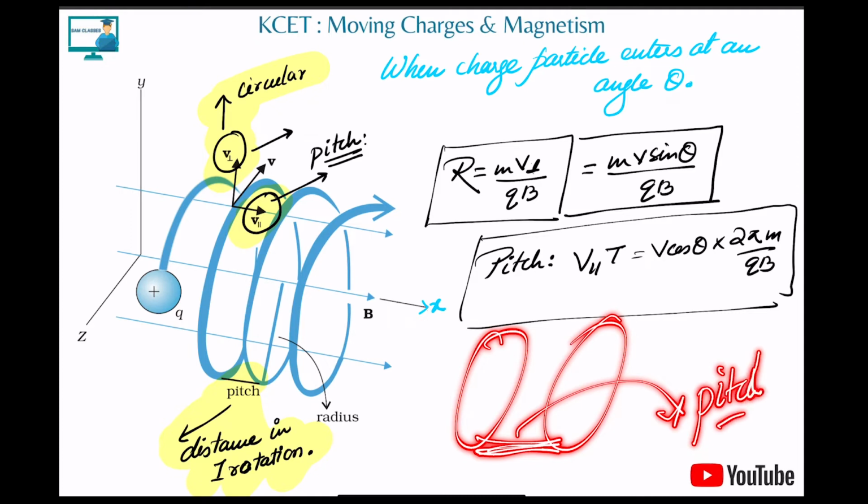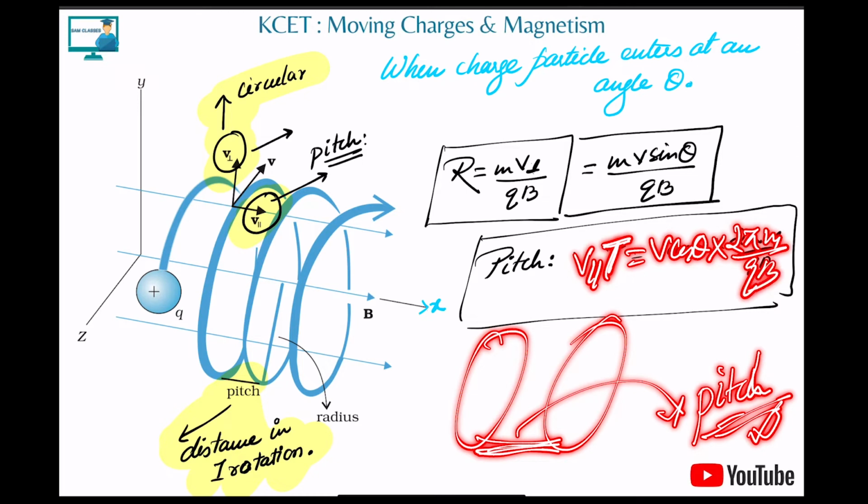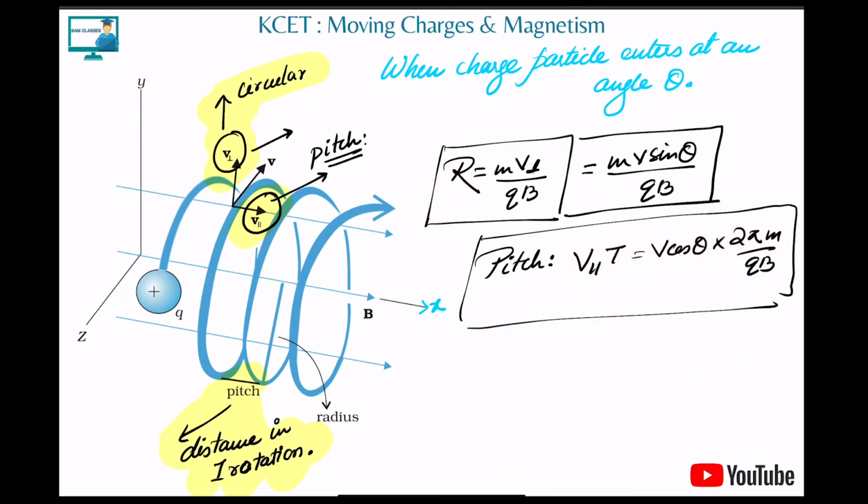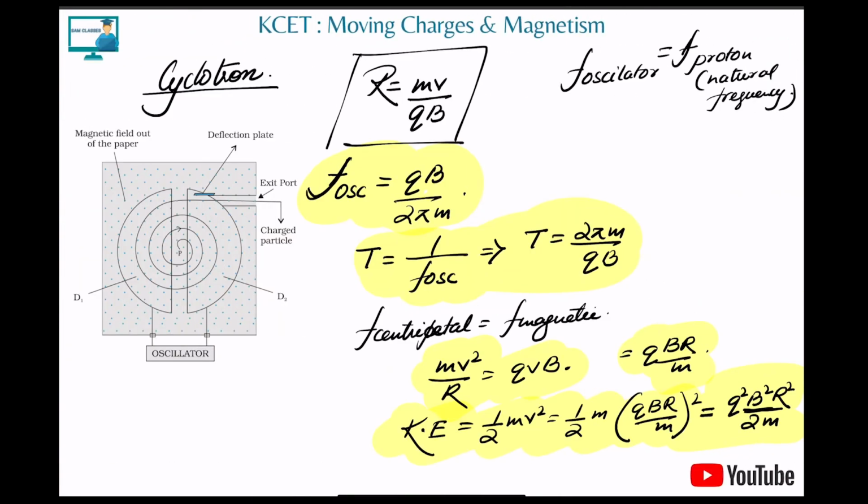Okay, not the cricket pitch. So this pitch is equal to v parallel into the time, and that is equal to v cos theta, and the time period we already know is 2 pi m by qB. That's it. So we got the formula of pitch also, radius also done. Okay. So next what we have, cyclotron.